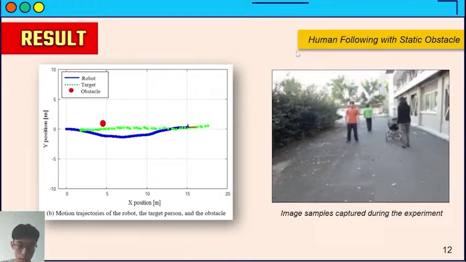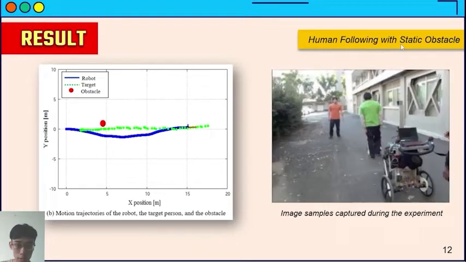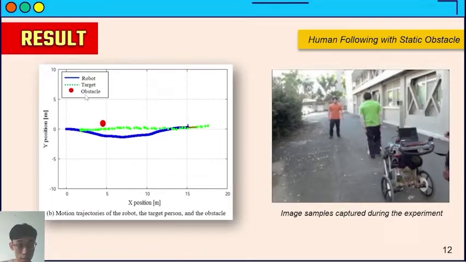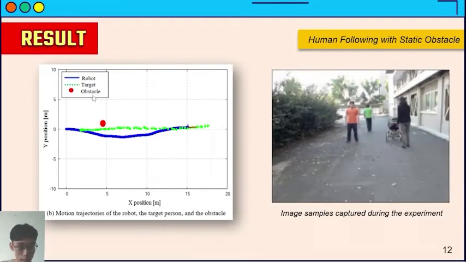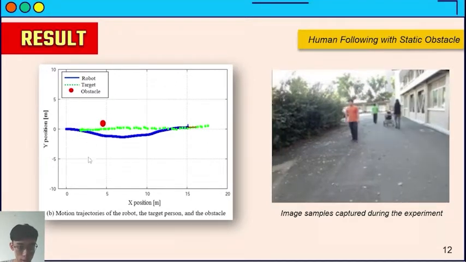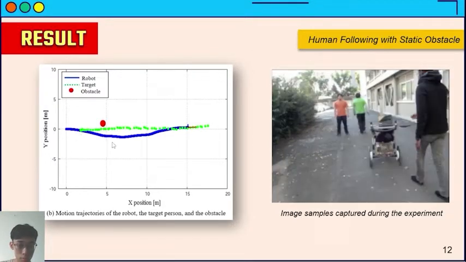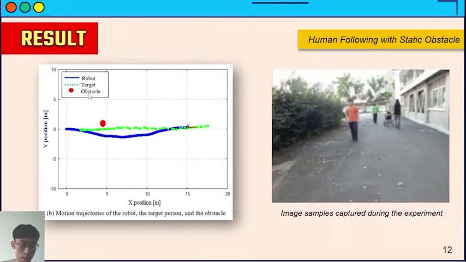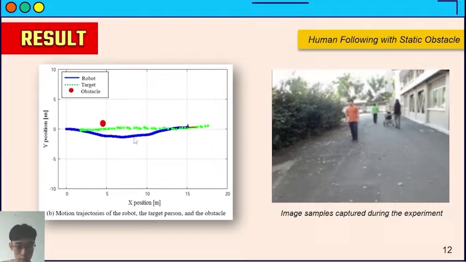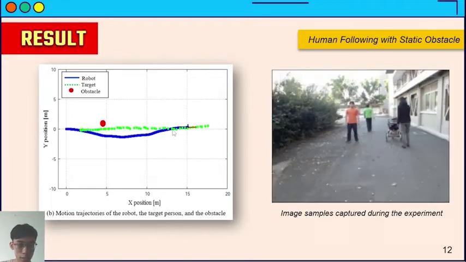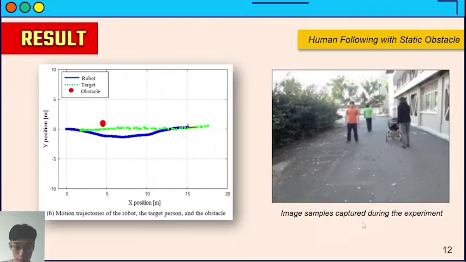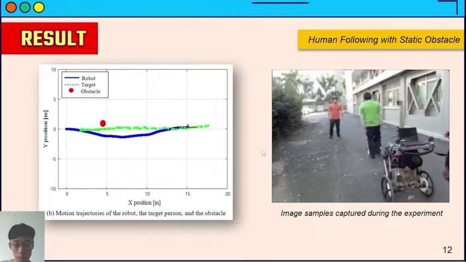Next is human following with static obstacle. You can see the red one here is the static obstacle. You can see the blue line, it's the robot. When the robot sees the obstacle, it will keep the distance, and after that it follows the target. You can see image samples captured during the experiment.